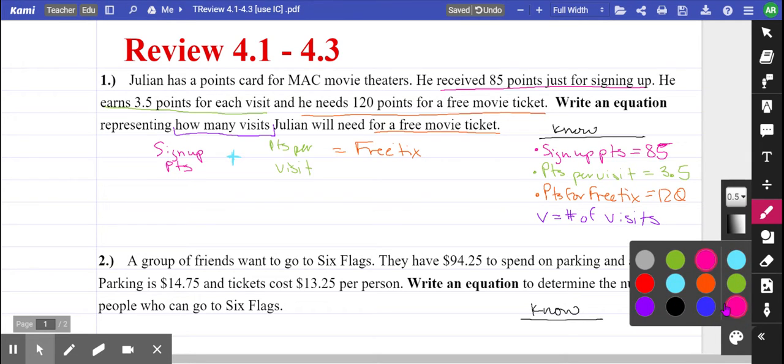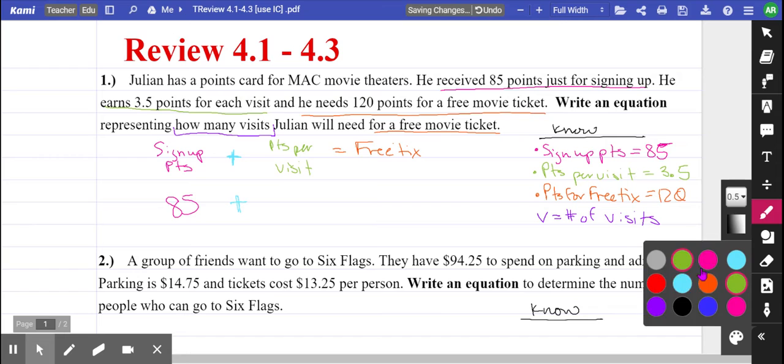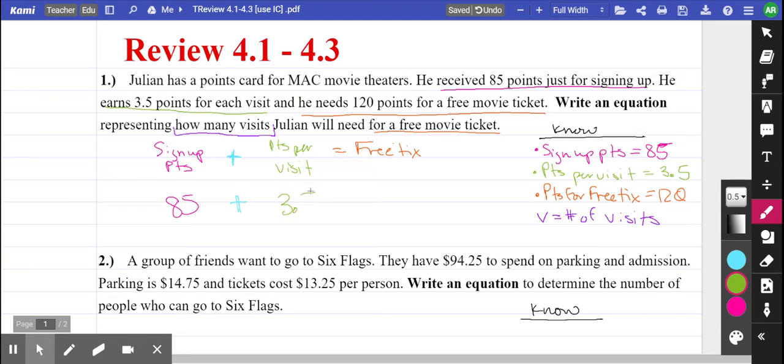So now let's write out the numbers. So for sign up, we have 85, then we have this plus symbol, then we have 3.5 equals our free tickets, which is 120, but we still haven't used our variable yet, number of visits. Well, if I look at these 3 little phrases we wrote out, which one talks about visits? The points per visit does. So that's where I'm going to tack on my V. Okay, so that's where my variable goes.